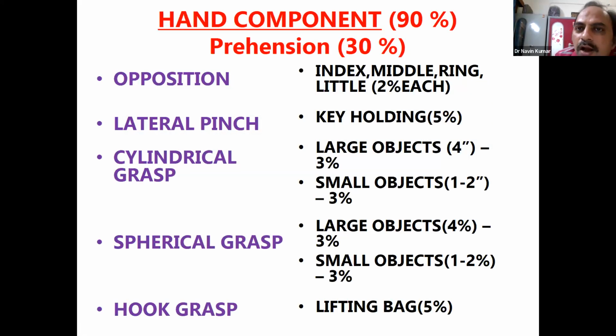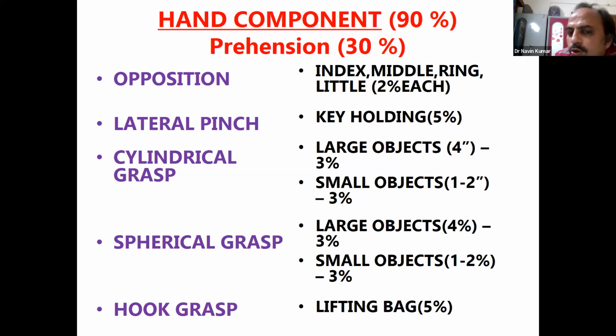Now coming to hand, there is a separate way of assessment. Hand has three different components. Prehension includes opposition, which is 8.2% for each finger. Then lateral pinch, which means holding a key. Then cylindrical grasp, for large objects and small objects, and similarly spherical grasp, for large objects and small objects.